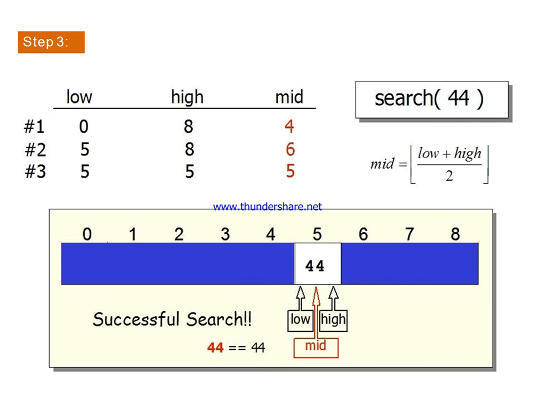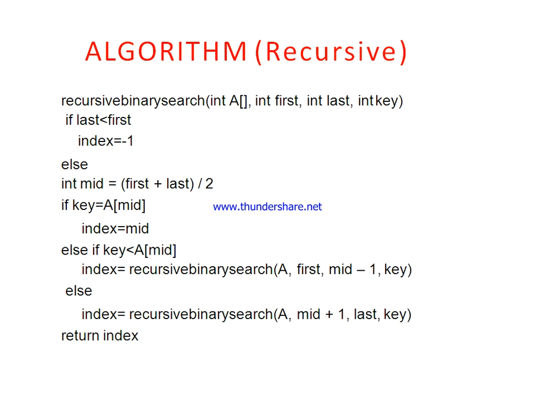So search is successful. The algorithm for this recursive binary search takes an array, first element, last element, and the key element which we are searching. If last is less than first, that is, the array is empty, index is equal to minus 1.